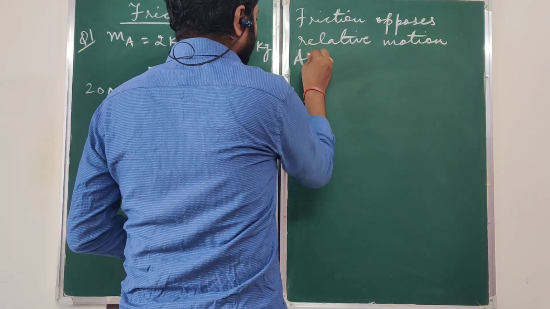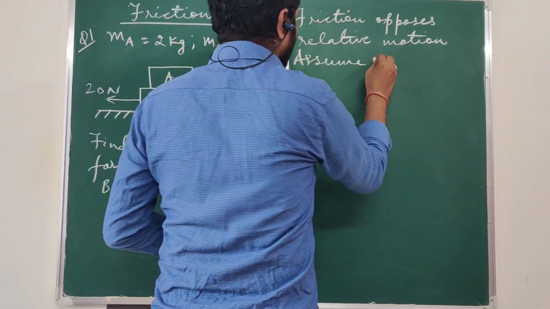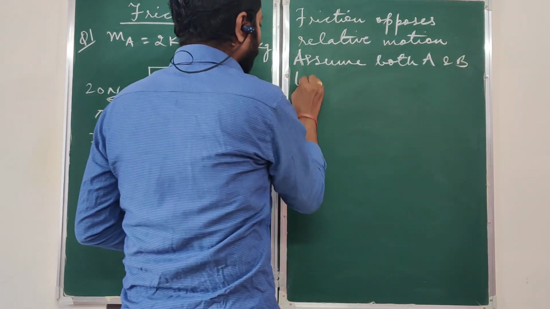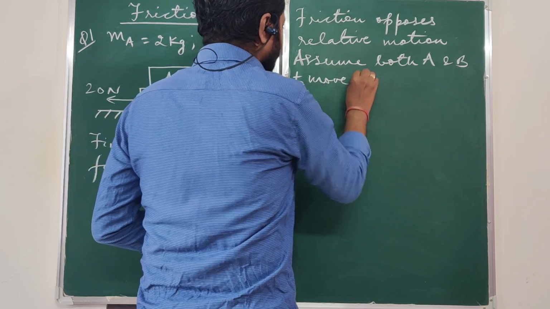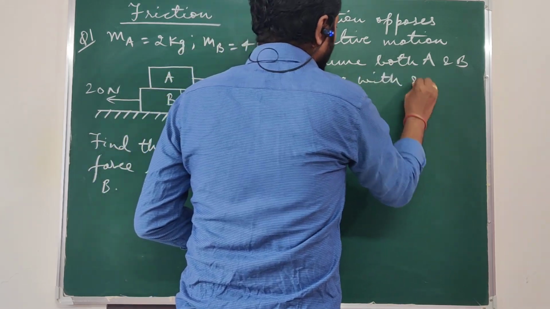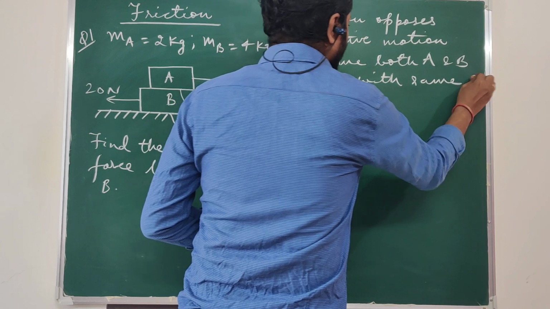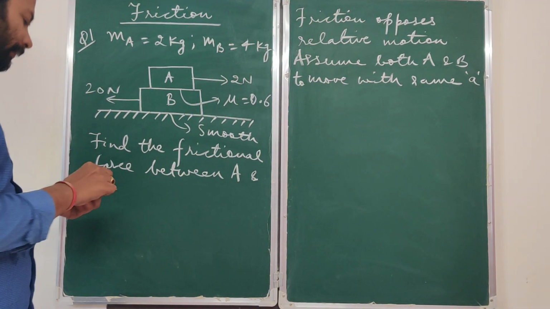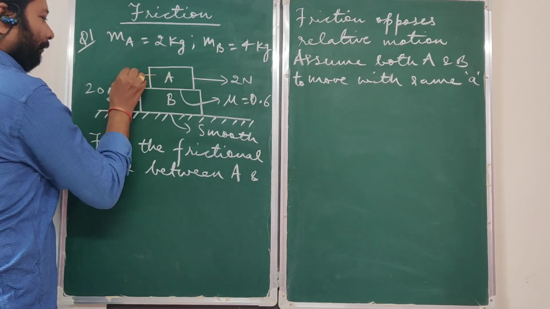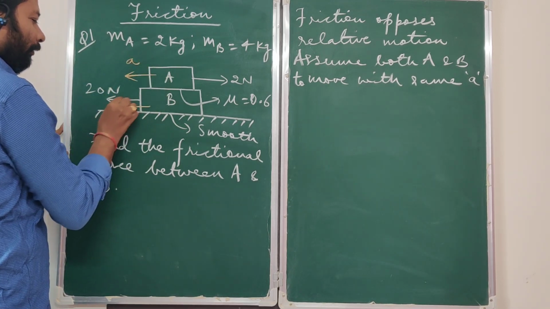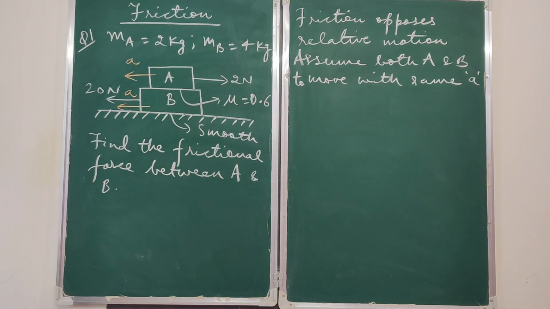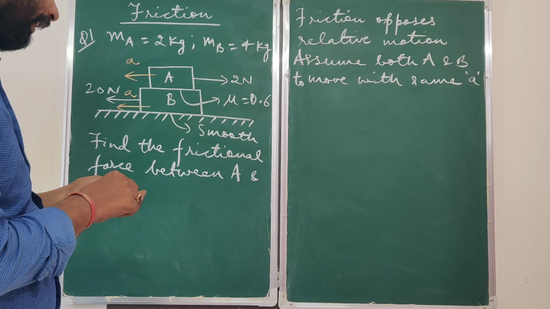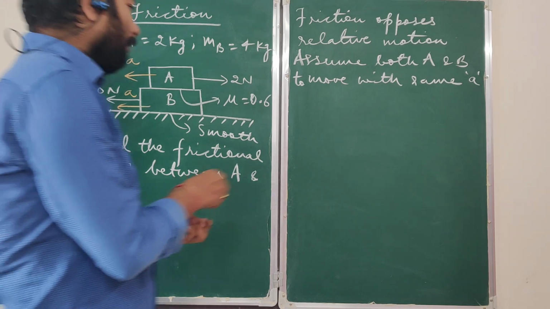So assume both A and B to move with same acceleration A. So let us say this is also moving with same acceleration A and this is also moving with same acceleration A. So now what is the next step? Next step is to draw the free body diagram. So let us draw the free body diagram of A.